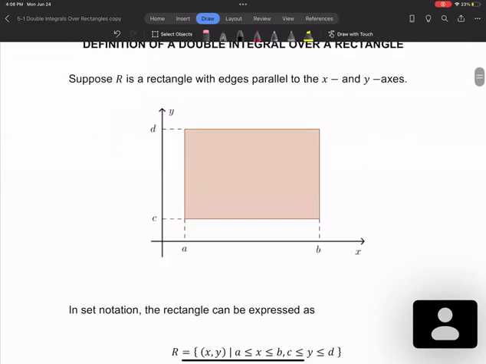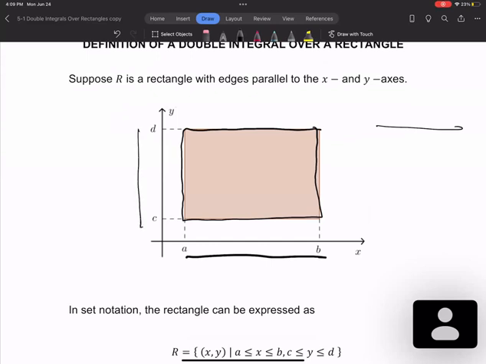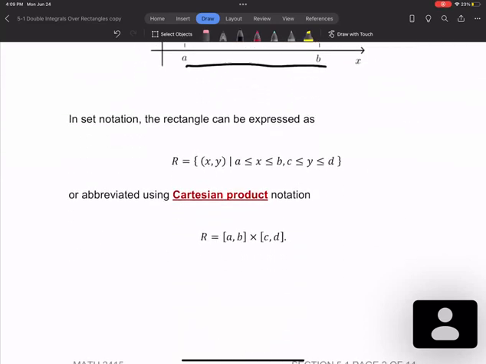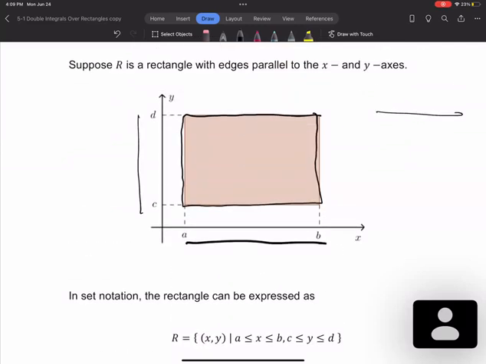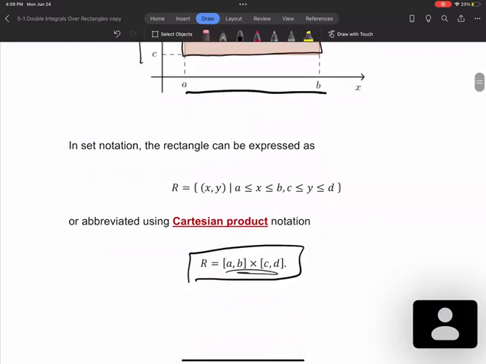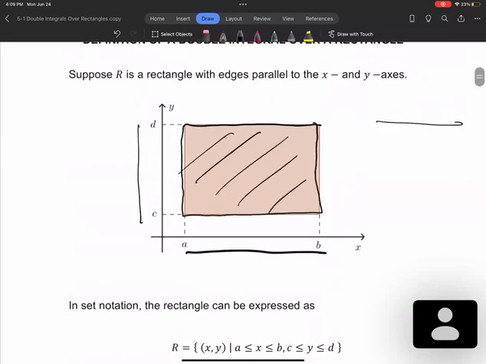But now we're in calculus 3. So we're going to integrate over a rectangle. We're not going to integrate over a line, but over a rectangle. So you need two intervals, AB and CD. This is what is called the Cartesian product, AB cross CD. This thing means all this.